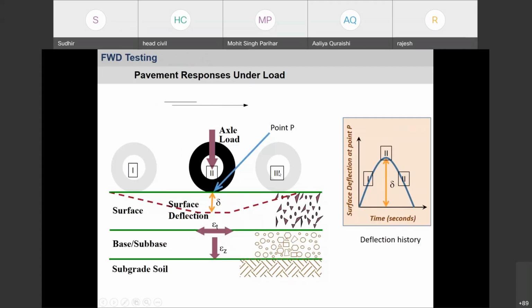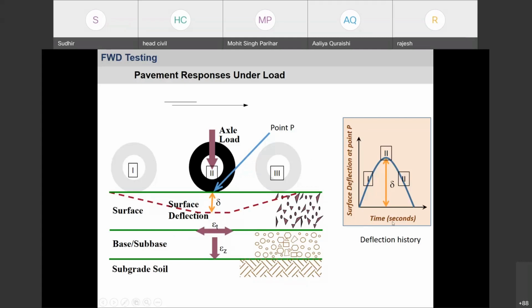To understand what type of response is created in a pavement structure under a moving load, let's assume that you are sitting on the pavement structure at point P, and there is a vehicle approaching you at point P. I'm representing the vehicle by just its wheel. This wheel initially is at point 1. With time, it moves and reaches point 2, and then leaves point P and moves to point 3. If we talk about response in terms of surface deflection of the pavement, what surface deflection will you notice at point P?